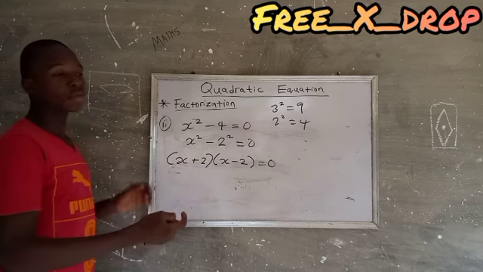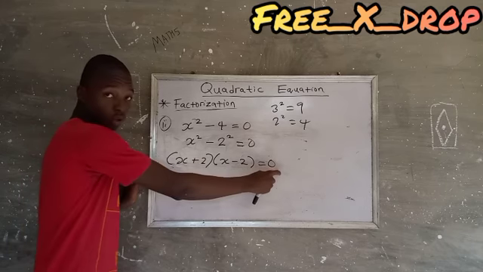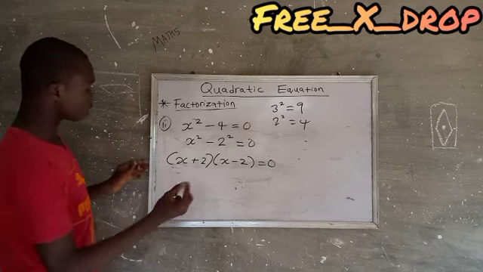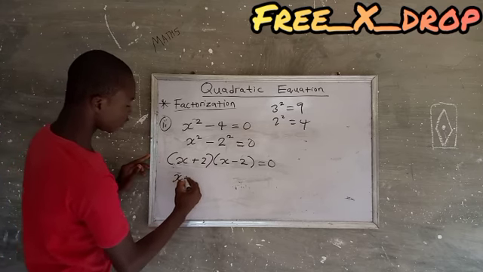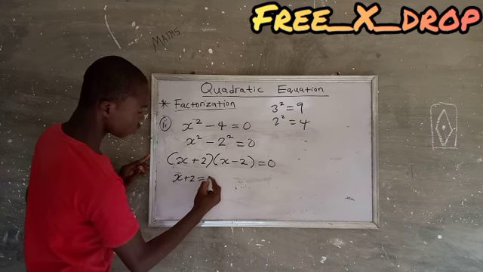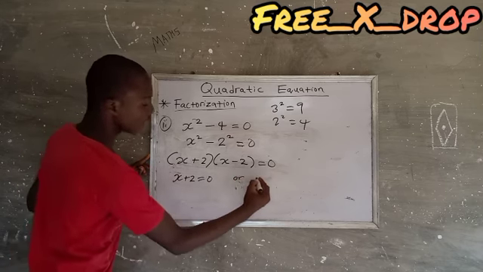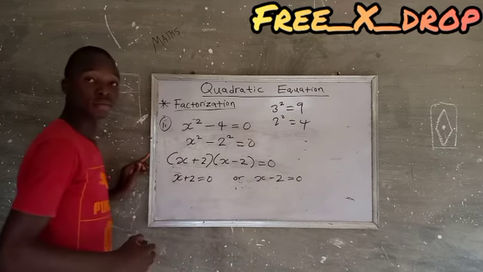Now, like I said before, you must have two answers. So what do you simply do? You equate this to 0 and you equate this other one to 0. As simple as that. For your first equation, you have the first bracket, x plus 2 is equal to 0. Or for your second answer, x minus 2 is equal to 0.